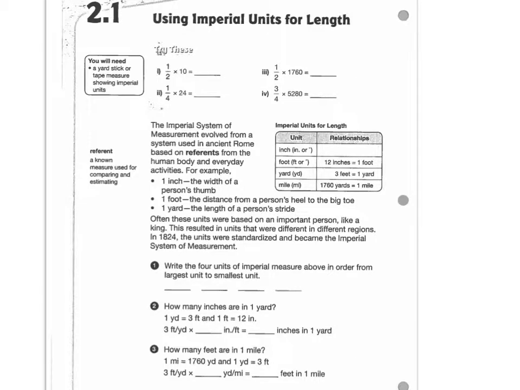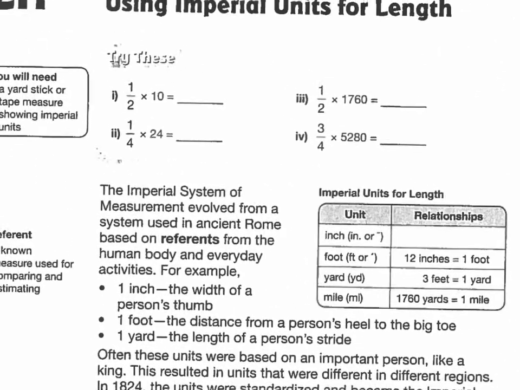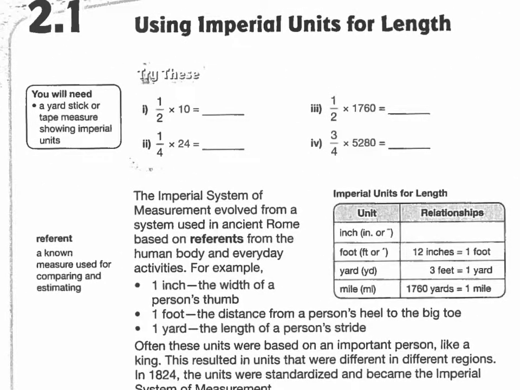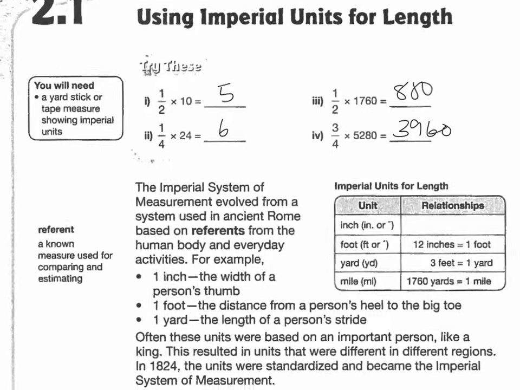Okay, lesson 2.1, using imperial units for length. So here's a couple of try-these questions. Half of 10 is 5, a quarter of 24 is 6, half of 1760 is 880. On your calculator you would go 1 divided by 2, press enter, and then multiply that by 1760. Next one, 3 divided by 4, enter, multiply it by 5280, and you'll get 3960. Okay, so just a quick calculation review there.